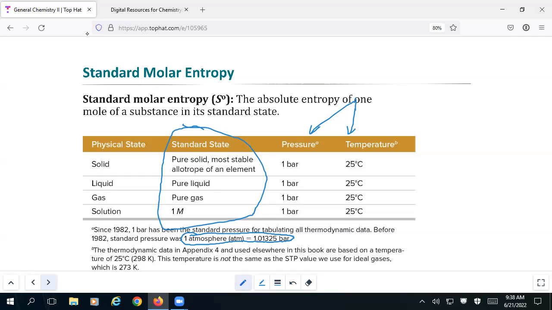Now, does this make a huge difference in our calculations? Not really. If you use 1 atmosphere of pressure instead of 1 bar for your calculations, it's not going to make that big of a difference, but it might be enough that your homework raises a little bit of a red flag. So just be aware of that. Temperature is definitely different though. 273 versus 298, it's enough to notice.